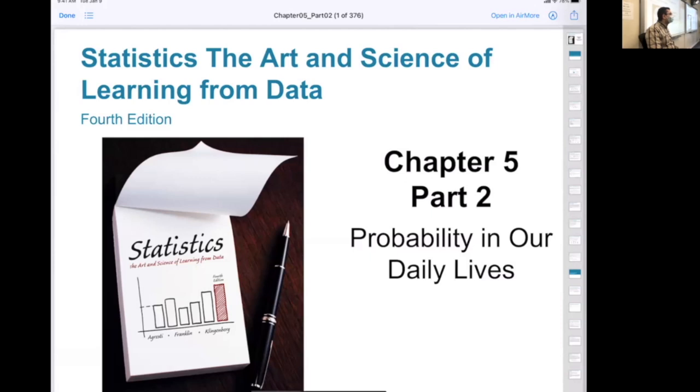Also, we talked about some important rules, like the complement rule, the addition rule, and the multiplicative rule. And also we talked about the disjoint events, or sometimes we call it mutually exclusive events. When we have two events, for example, A and B, we can say they are mutually exclusive or disjoint if there is nothing common between them in this case.